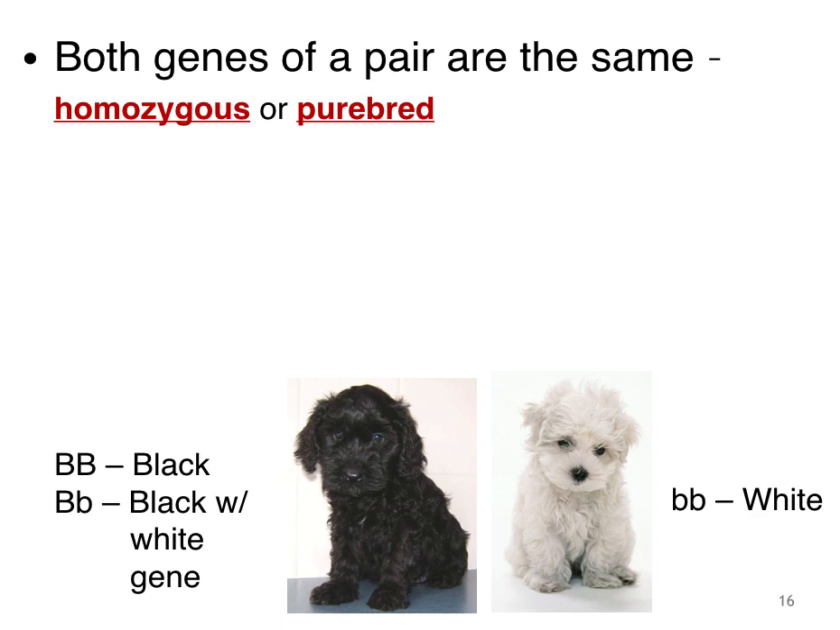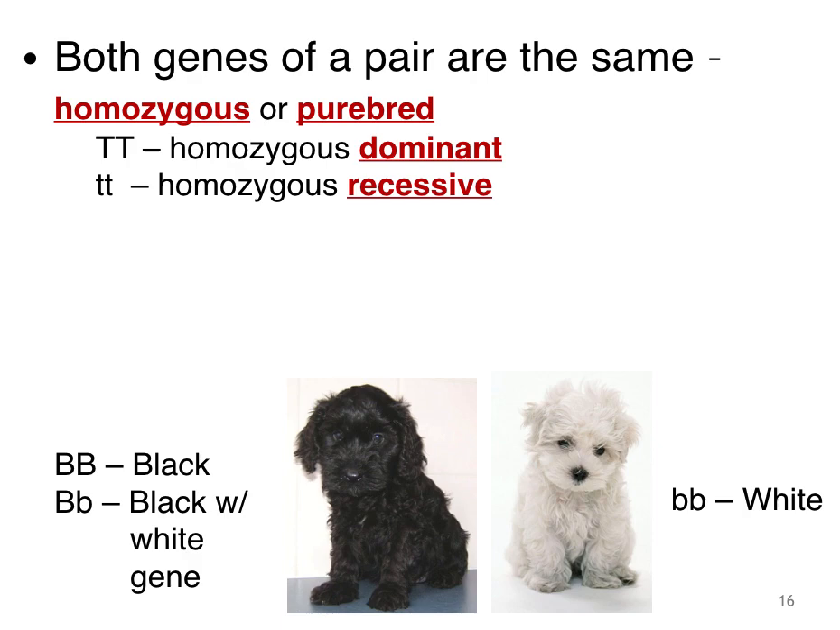Look at the black puppy. When he has two uppercase letters, that means he has two of the same kind of alleles, and he's homozygous or purebred. If there's two capital letters, that means they're homozygous dominant. If there's two lowercase letters, that means they're homozygous recessive.